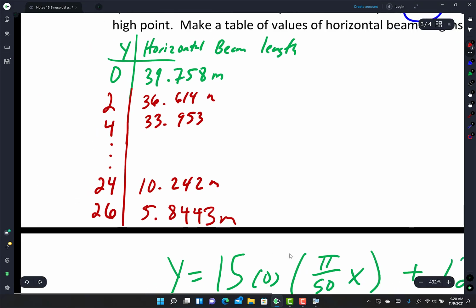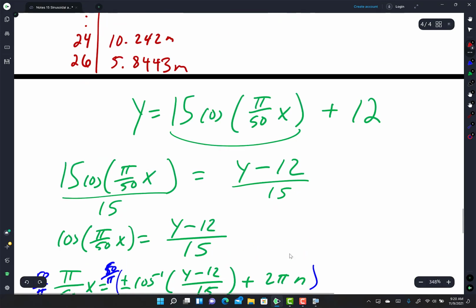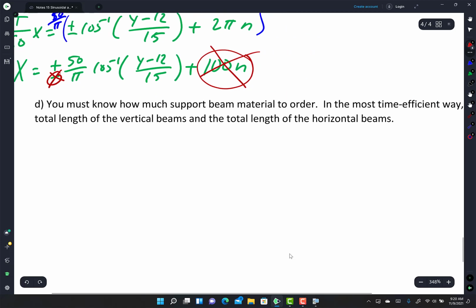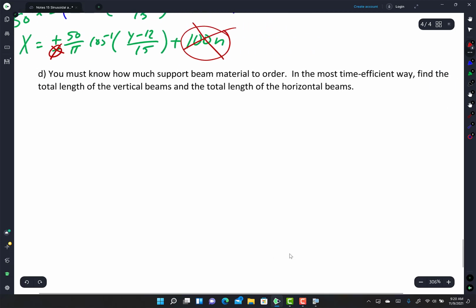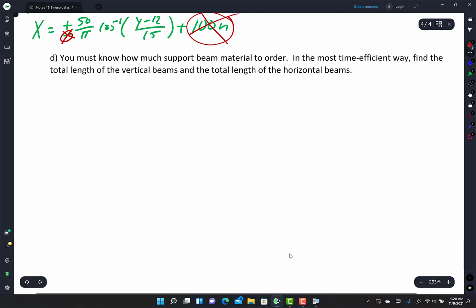And the last question, and don't worry, we're going to give this question to you guys as homework, or see if you guys can figure it out. Come on, we've got to challenge you guys. You guys are smart. It says, you must know how much support beam material to order. In the most time-efficient way, find the total length of vertical beams and the total length of horizontal beams.